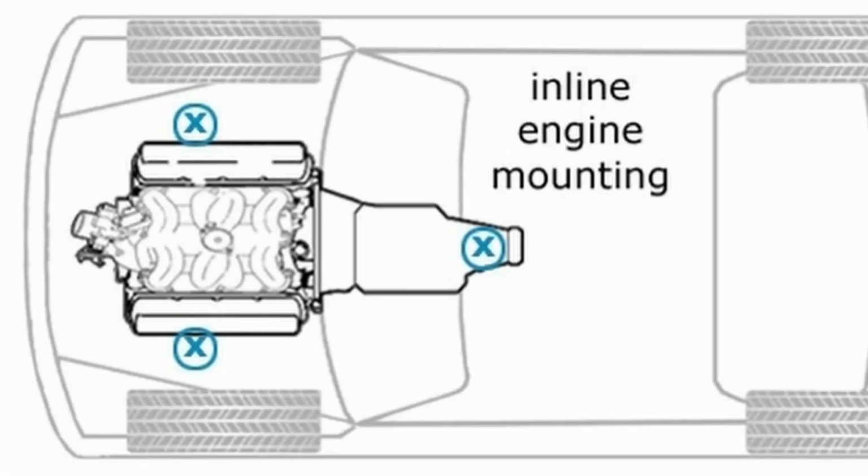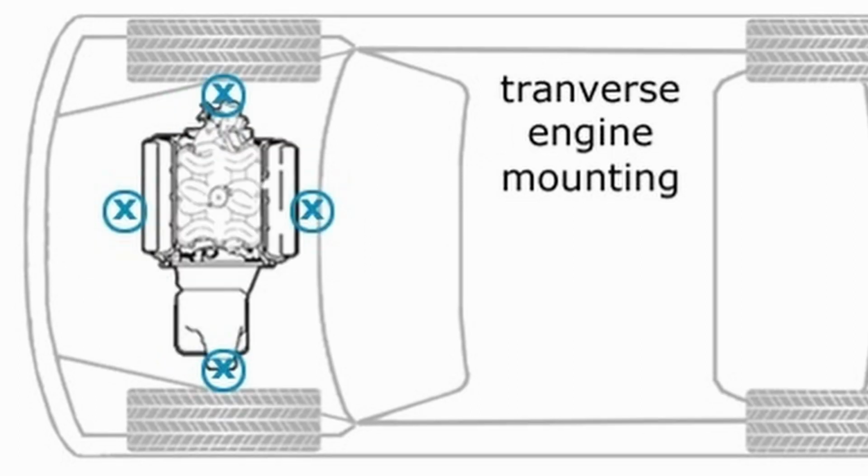If the engine is mounted in a way so that the crankshaft is parallel to the direction the car is traveling, it's a longitudinal engine. If it's perpendicular, it's transverse. As simple as that. Third point, weight transfer.